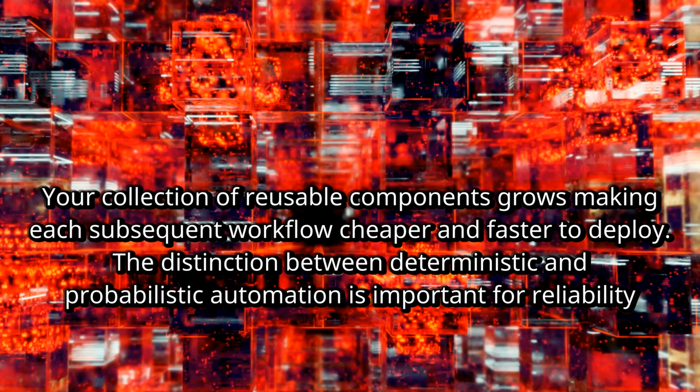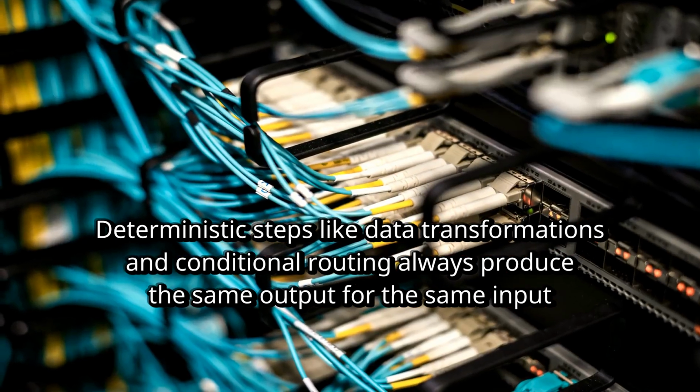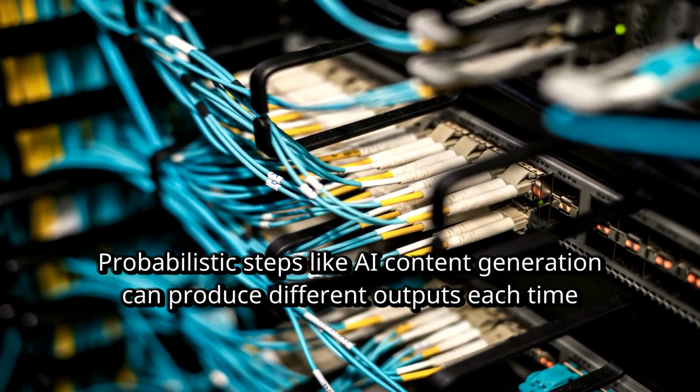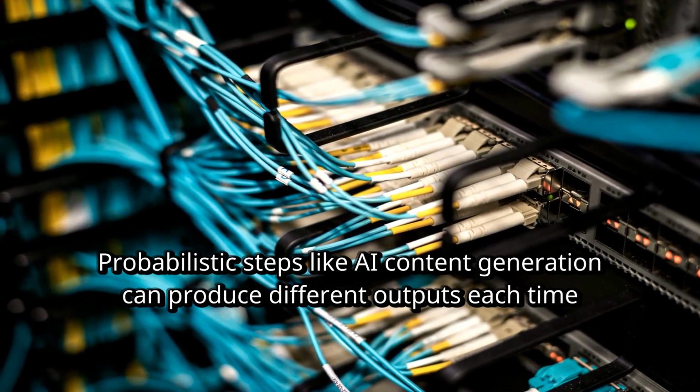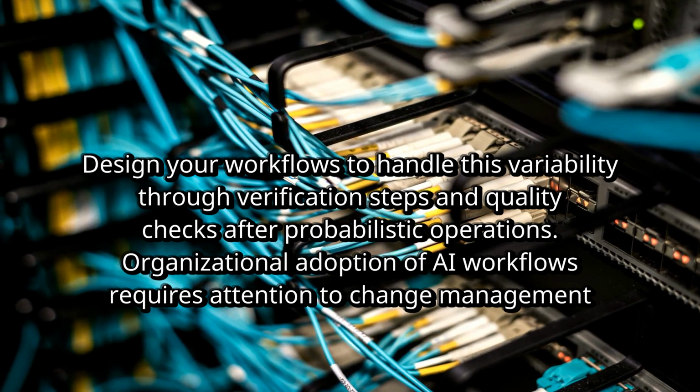The distinction between deterministic and probabilistic automation is important for reliability. Deterministic steps like data transformations and conditional routing always produce the same output for the same input. Probabilistic steps like AI content generation can produce different outputs each time. Design your workflows to handle this variability through verification steps and quality checks after probabilistic operations.